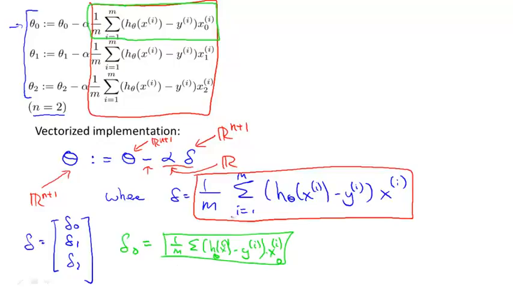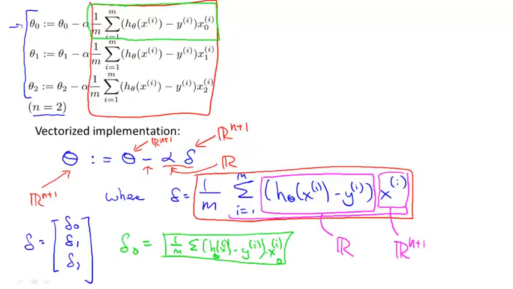Delta is 1 over m times the sum over here, and what is the sum? Well, this term over here, that's a row number, and the second term over here, xi, is a vector, right? Because xi may be a vector that would be, say, xi0, xi1, xi2, right? And what is the summation?